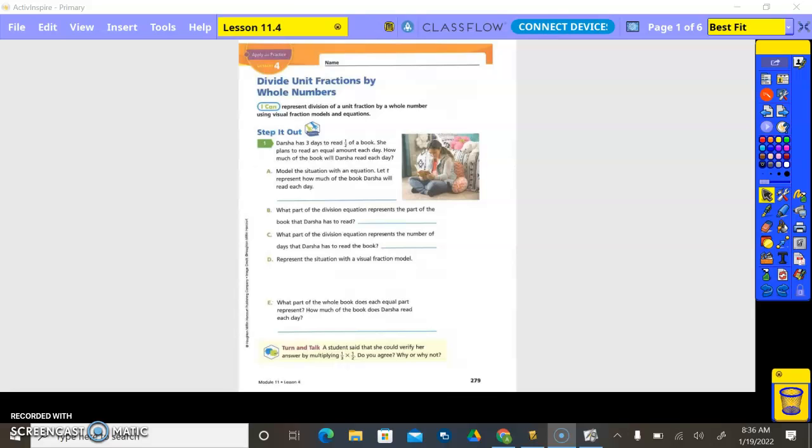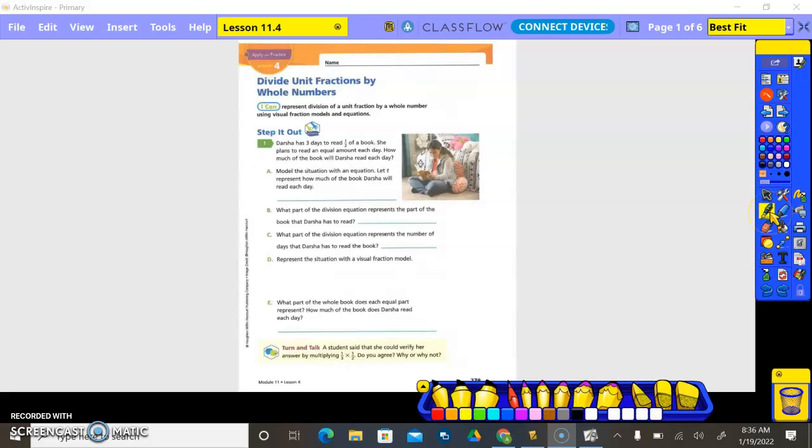Step it out. Darsha has 3 days to read half of a book. She plans to read an equal amount each day. How much of the book will Darsha read each day? So she has 3 days, and then half of the book, right? So model the situation with an equation.